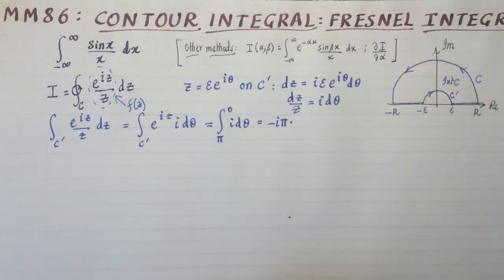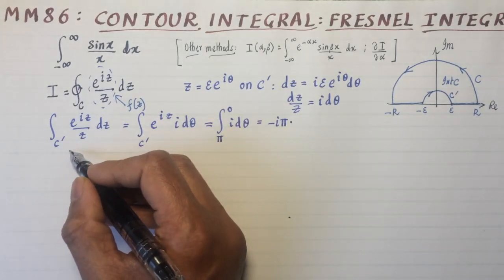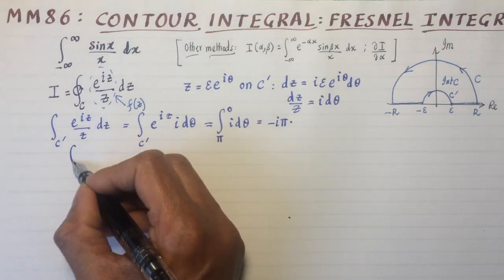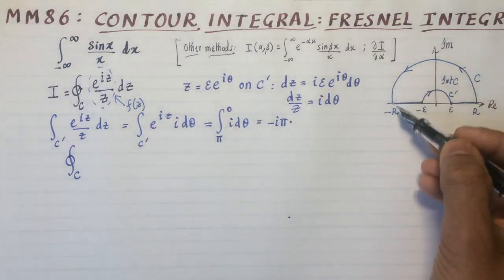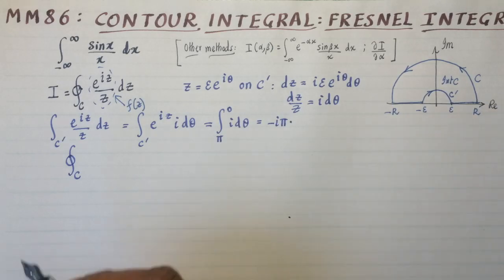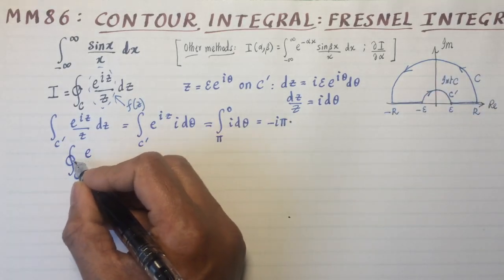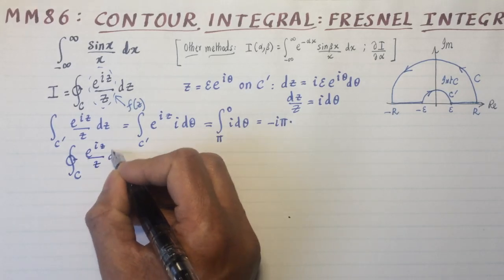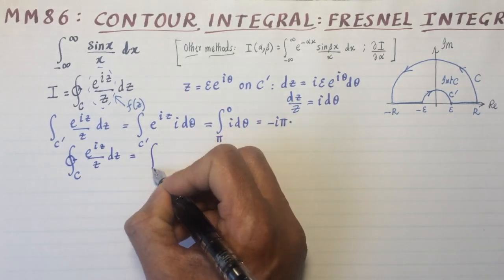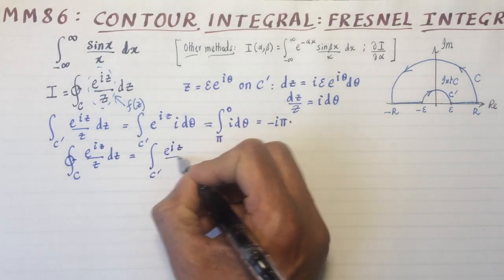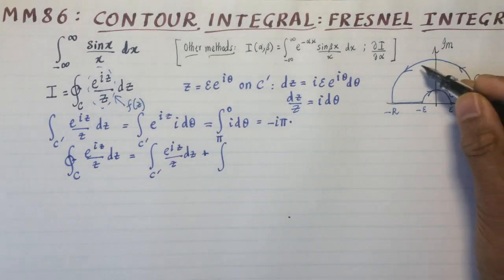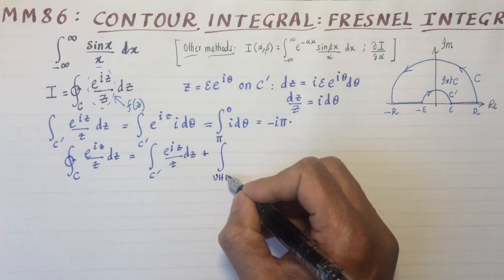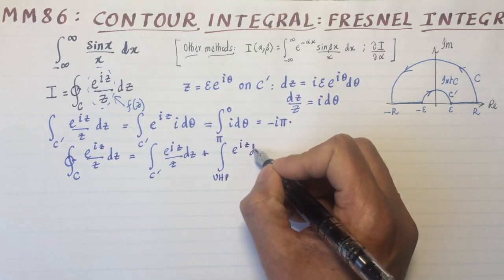What about the big one? So the total integral, let's just do the total integral over the entire curve C. That C stands for this, C prime, that, so that's the entire contour C. The integral of e to the iz over z dz equals the integral over C prime of e to the iz over z dz plus the integral in the upper half plane, UHP, which refers to just this part, of e to the iz dz over z.